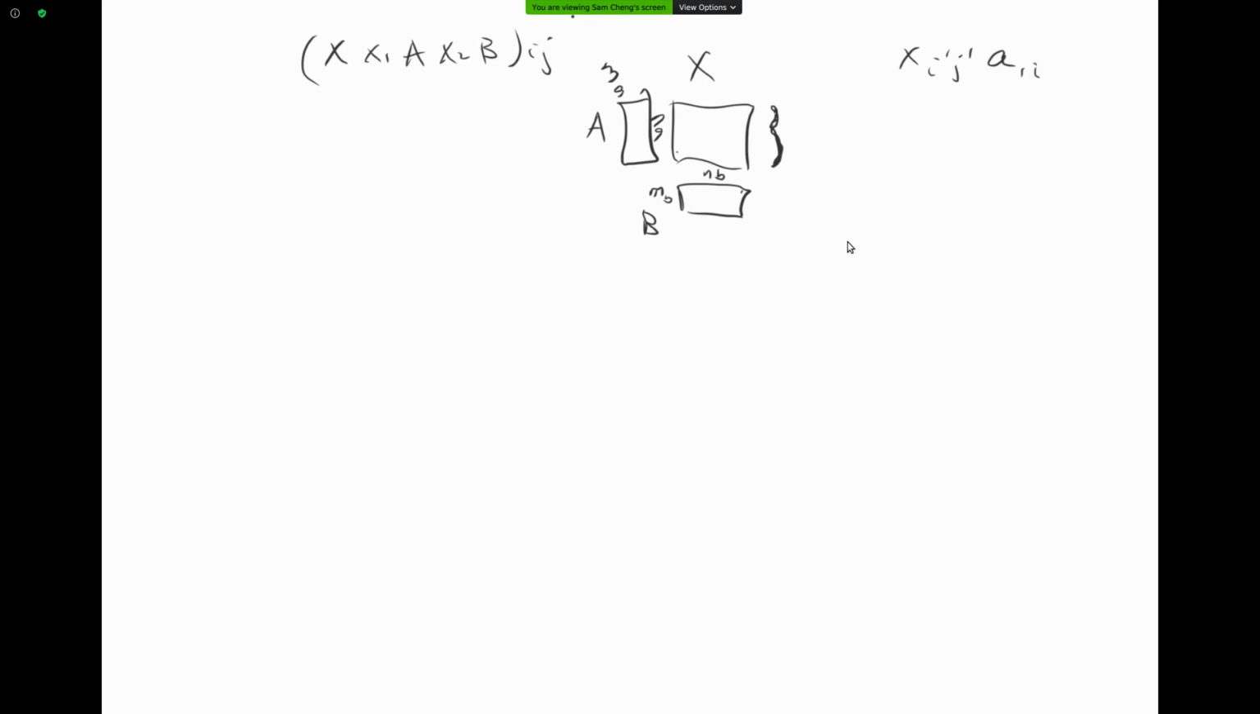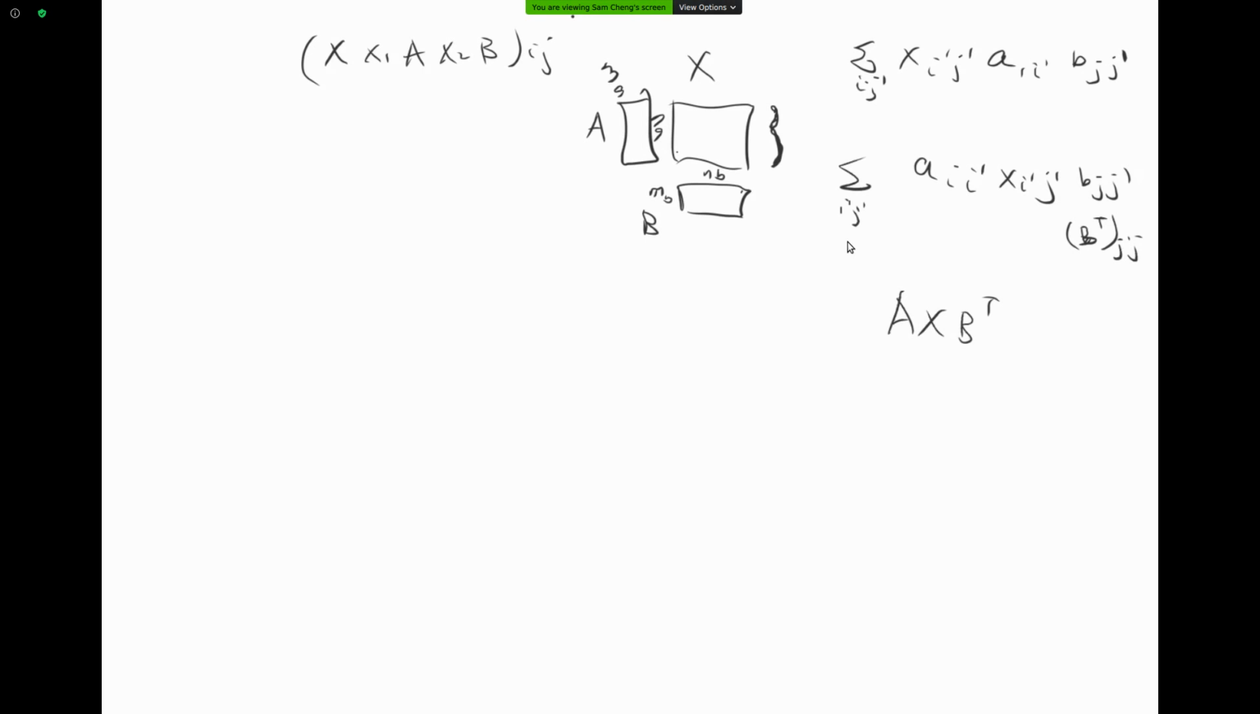So if you look at that, what is this really? It's really equal to A i i' X i' j' B j j', and B j j' here I can think of as B transpose of j' j, and then sum over i' and j'. So then I see it's really the A matrix multiplied by this X matrix multiplied by the B transpose matrix, and that is equal to Y.